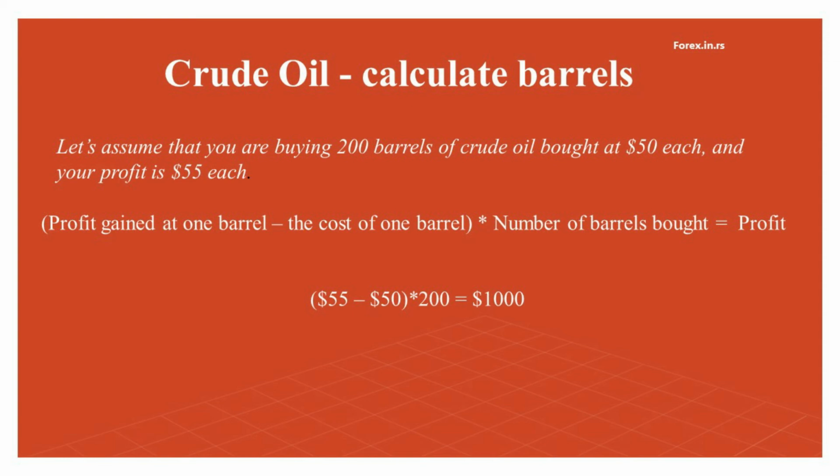So let's understand how profits and losses are calculated using crude oil signals by referring to this example. Let's assume that you're buying 200 barrels of crude oil, bought at $50 each, and your profit is $55 each. The easiest way to find your profit is by using a simple arithmetic equation. This equation is the price of 1 barrel minus the cost of 1 barrel, times the number of barrels bought, and this equals total profit. In this case, $55 minus $50 is $5, times 200, is $1,000. You can also calculate the total profit and loss by using the pip value of $0.1. You can multiply the number of pips by 0.1 and the result is then multiplied by the lot. The result will again be $1,000.